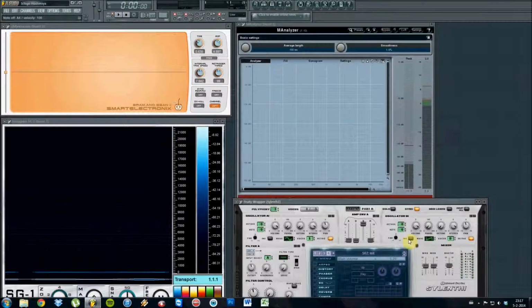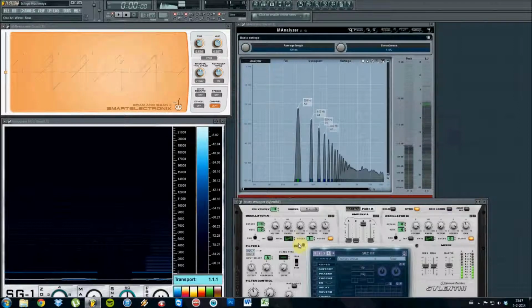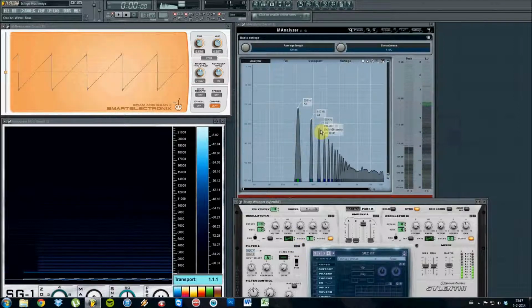Now I'm playing A3 as a sawtooth wave. Can you see and hear what happens? Still playing A3. This is the fundamental note. All these peaks are integer multiples of the fundamental note. Times 2, times 3, times 4, times 5, etc.